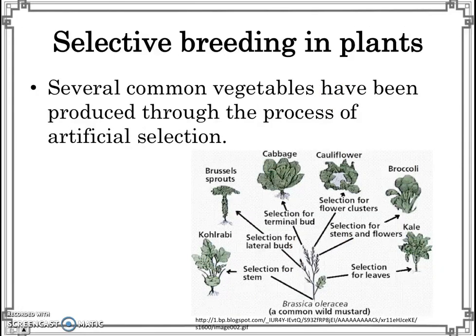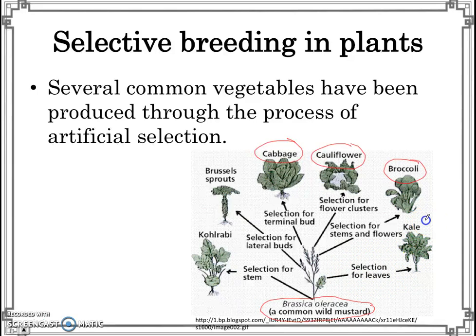Now, another famous success story of selective breeding in plants involves the wild mustard plant. So the common wild mustard, the scientific name is Brassica, through selective breeding has given rise to many of our common vegetables today. So artificial selection of the wild mustard plant has given rise to many of our common vegetables, for example, cabbage, cauliflower, broccoli.